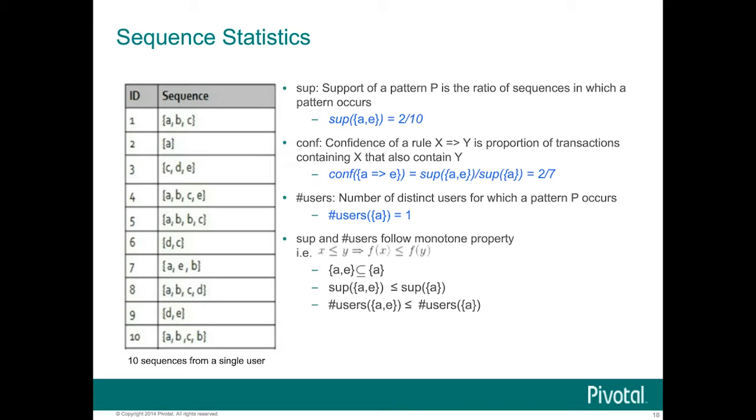Similarly, the number of users also follows the monotone property. That is, the number of users of a pattern AE would be less than the number of users of A, since AE is a subset of A.